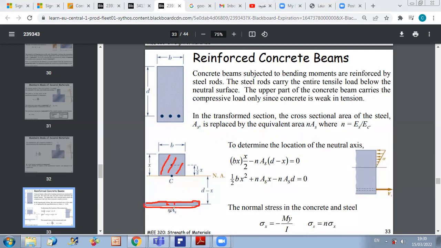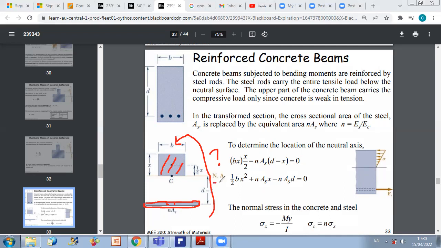Okay? Now, one of the challenges is to determine where is my neutral axis. So we know that the neutral axis in general, okay, is defined as the level where you don't have stresses. So it's zero stress at this level, and you have that above the neutral axis for positive bending, you have compression, and below it you have tension effects.